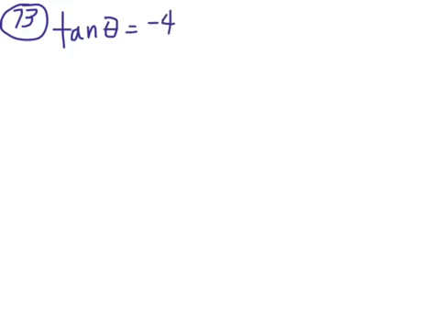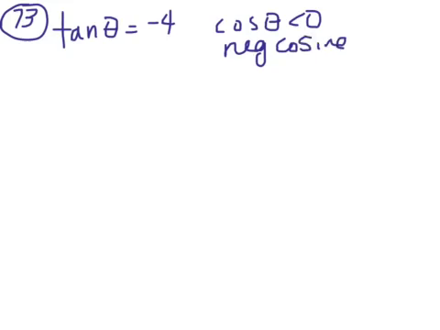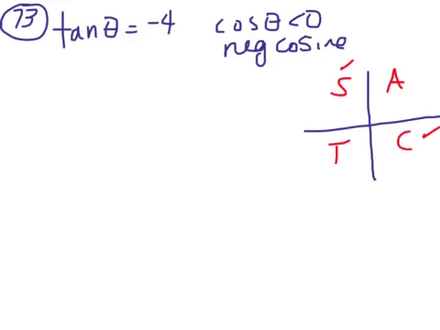Tangent of theta is negative 4, and we also know the cosine of theta is less than 0. That tells me the cosine is negative. Right there, I've got enough information to figure out what quadrant I should be working in. Because the tangent is negative. So let's write all students take calculus. If the tangent is negative, it would be either quadrant 2 or quadrant 4.